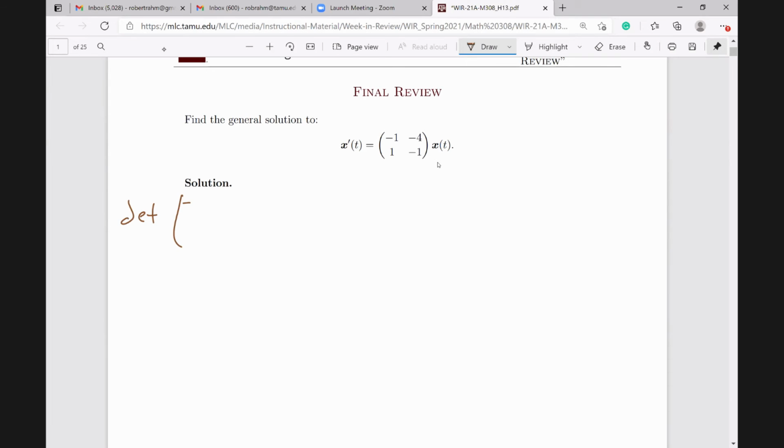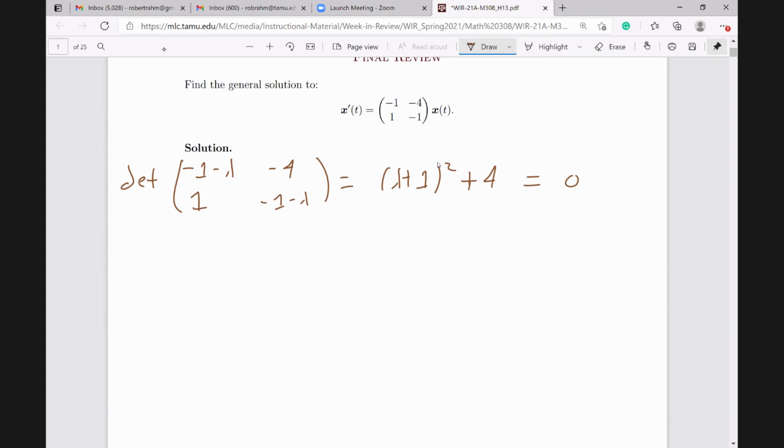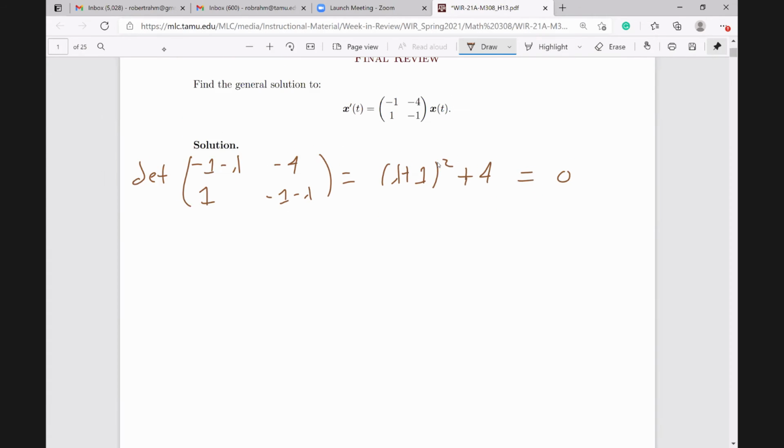So we're going to look at eigenvalues first. The determinant of -1 minus lambda, -4, 1, -1 minus lambda. We set this equal to 0. So this is going to be lambda plus 1 squared plus 4. And we're going to set this equal to 0. And we see we're going to have complex eigenvalues, right? And so we're going to have the eigenvalues, lambda 1 and 2, are equal to -1 plus or minus 2i.